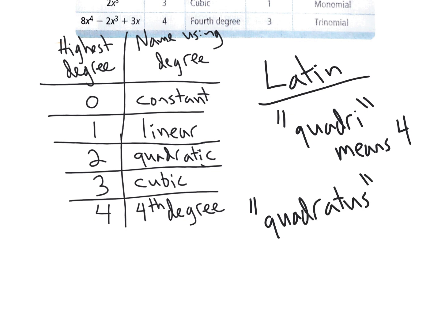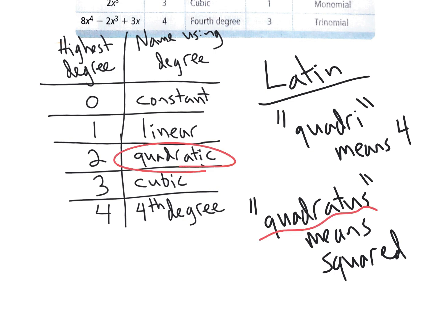Quadratus means squared. So this is coming from Latin. Quadratic is coming from the Latin quadratus, which means squared. So if we knew Latin, then this would make perfect sense. It'd be like, oh yeah, quadratic, that's squared. It's to the 2nd power. No big deal.